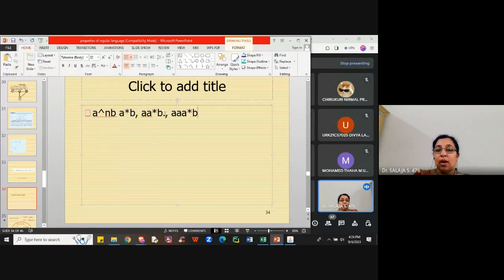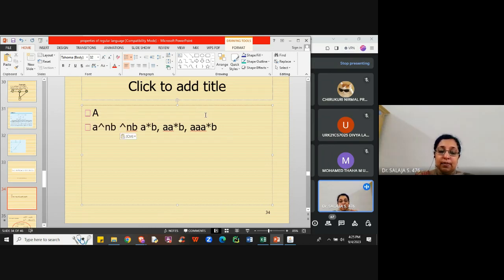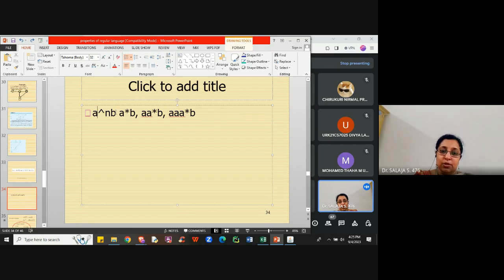Fine. So now what happens? You can represent A^n B in terms of a regular expression, whereas A^n B^n cannot be considered in this way. I'll tell you the only way to represent A^n B^n is A closure B closure. The only way you can represent A^n B^n is A closure, B closure.